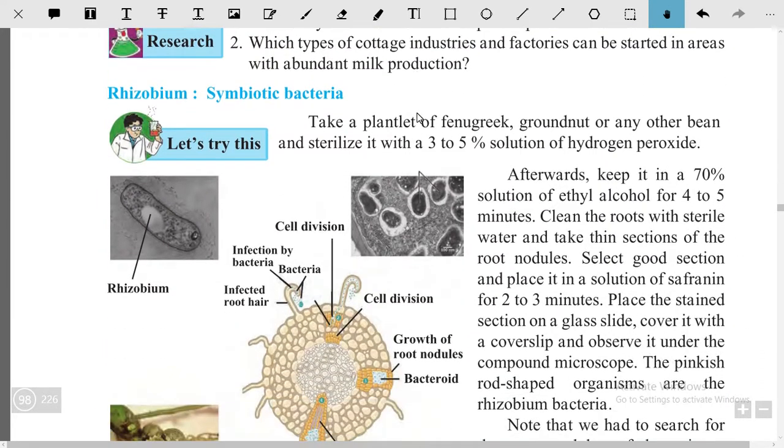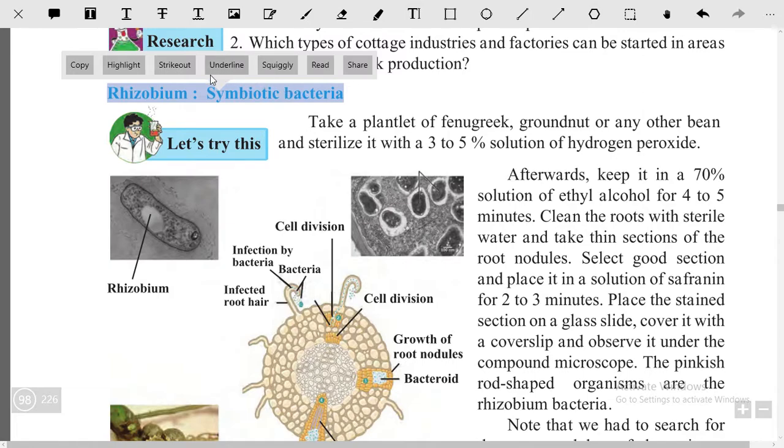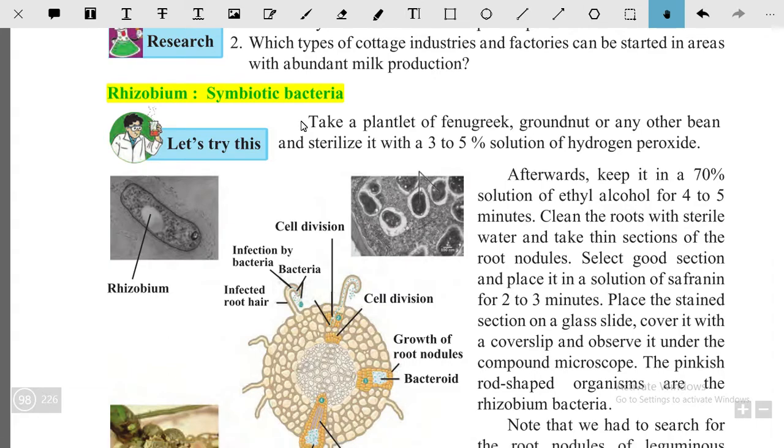Now the next microorganism, that is the rhizobium, symbiotic bacteria. Rhizobium means the name of bacteria, and symbiotic means सहजीवी जीवाणू. Symbiotic bacteria. Rhizobium means symbiotic bacteria. How does this symbiosis work? Now let us try this.